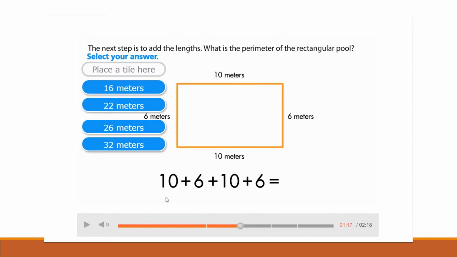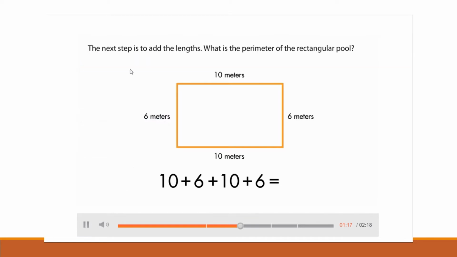Hopefully you're using some good mental math strategies. 10 plus 10 is 20. 6 plus 6 equals 12. What's 20 plus 12? Well, 20 plus 10 plus 2 is 32 meters. The perimeter of this swimming pool is 32 meters.